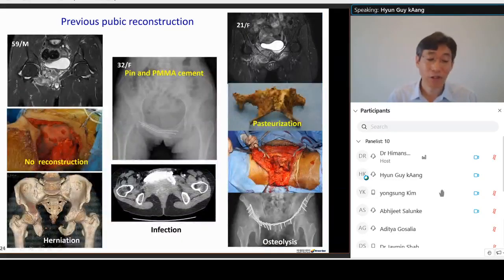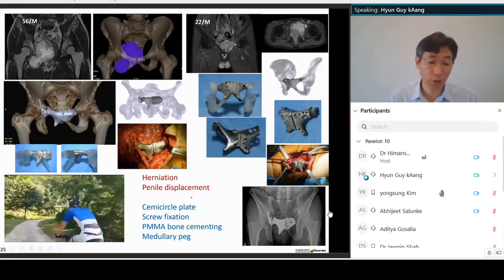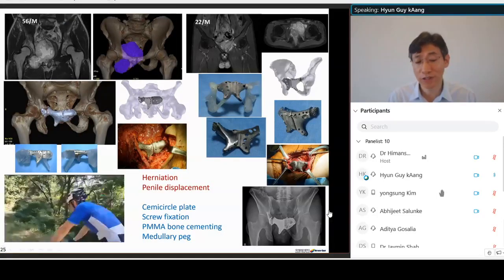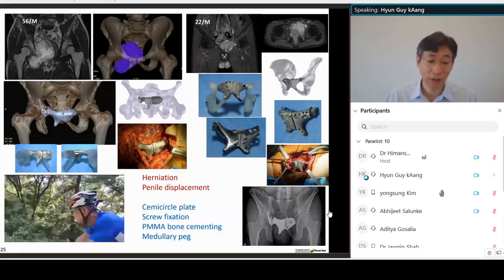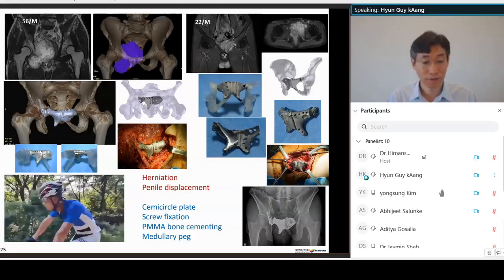Up to now, there was no special way to reconstruct the external genitalia pubis without complication. The 3D printing pubis prevents herniation, maintains sexual activity, and lets patients enjoy their favorite sports.